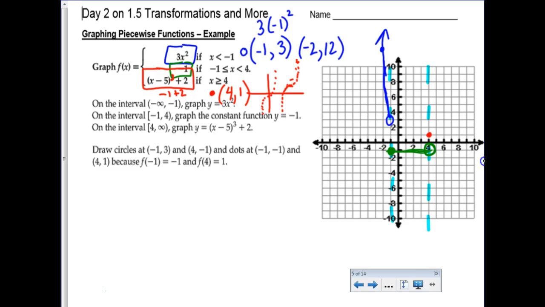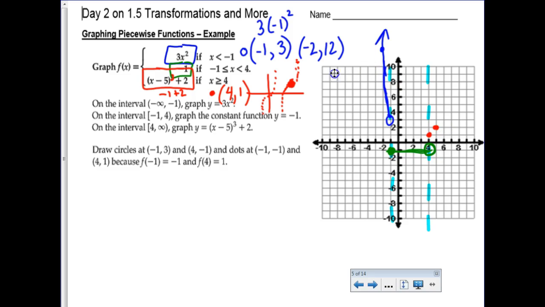And we just determined a minute ago that this weird, I don't know what to call it, it's not the vertex, but it's like the center of your cubic function, was shifted right 5 and up 2. So I'm going to go ahead and plot that. But what I don't want to see is you guys connect the dots and make a ray. This is not a ray. This is a cubic function.